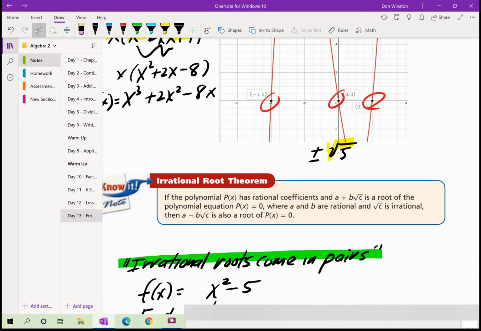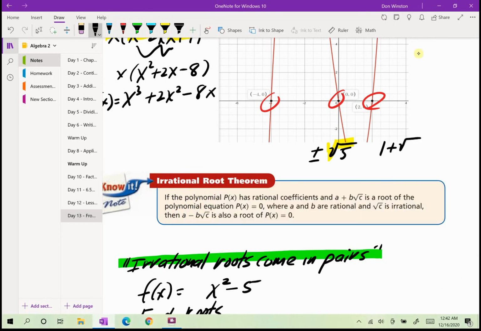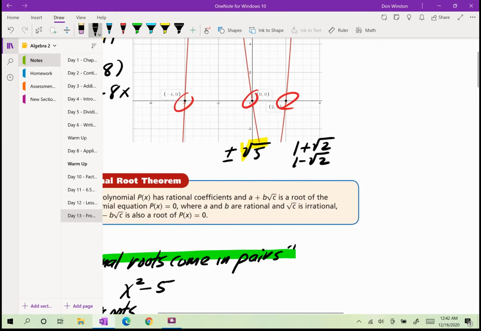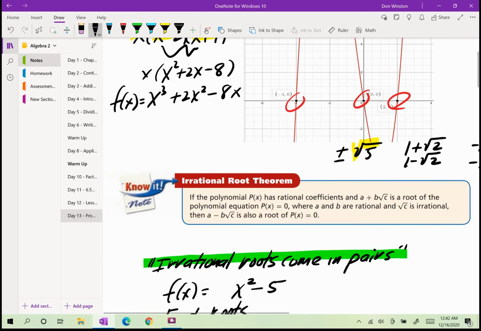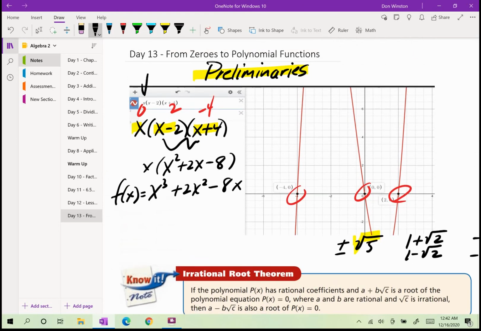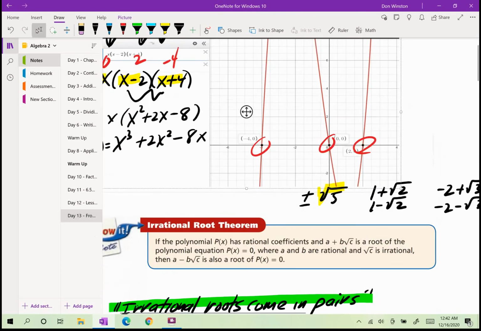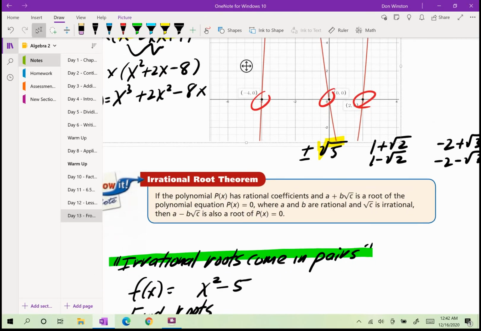So that was always the case when you got a radical or an irrational root. If you had something like 1 plus root 2, you also had 1 minus root 2. Again, irrational roots, they come in pairs. If you had something like -2 plus root 3, you also had a -2 minus root 3. Again, irrational roots, they always come in pairs. Unlike the roots here, I have 0, 2, and -4. I don't have pairs. But irrational roots, they always come in pairs, and that's what the irrational root theorem says.